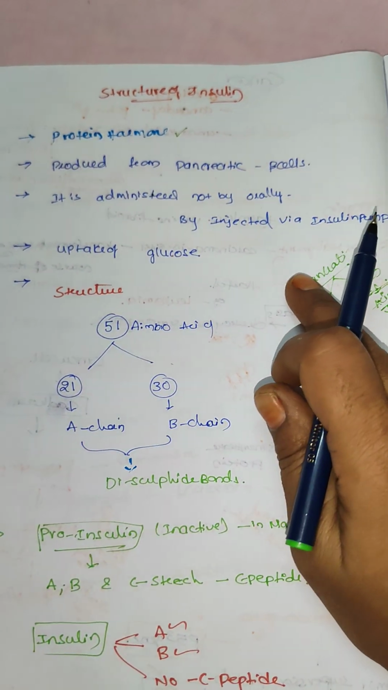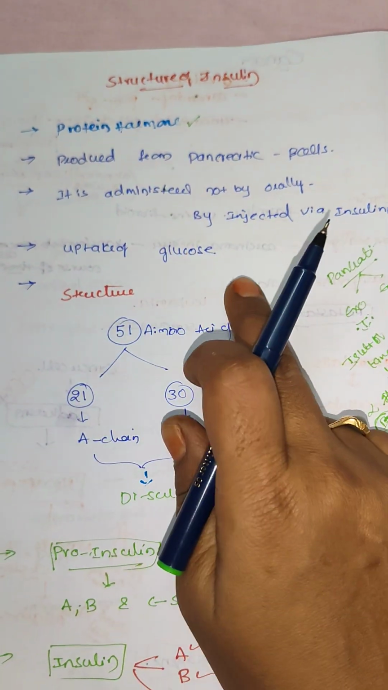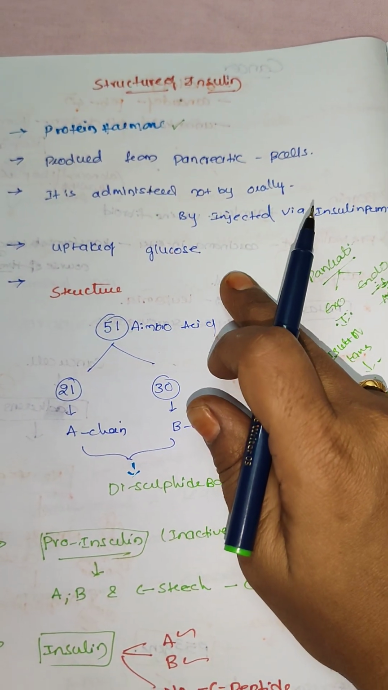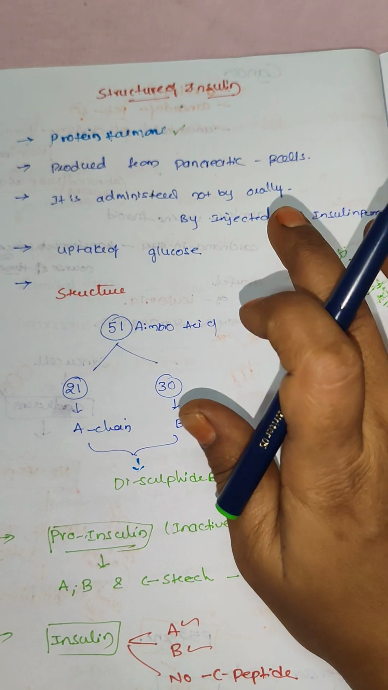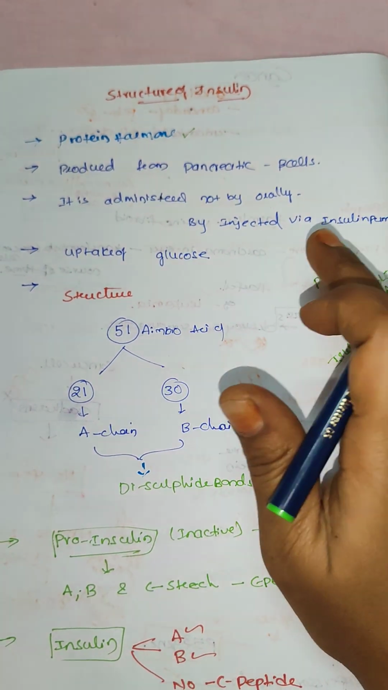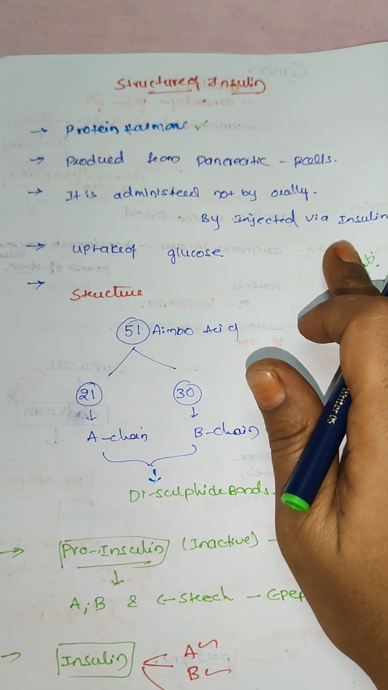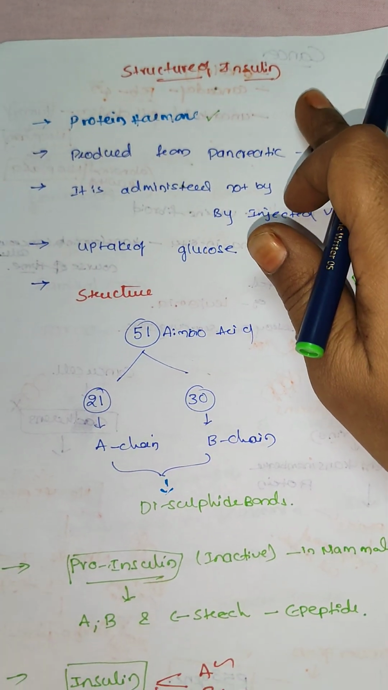So what is the function of insulin? To take up the glucose from the blood, and also it promotes glycogenesis, lipogenesis and protein synthesis. That is the function of insulin.